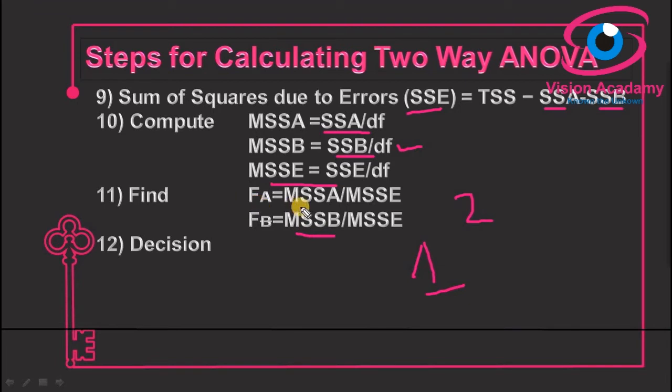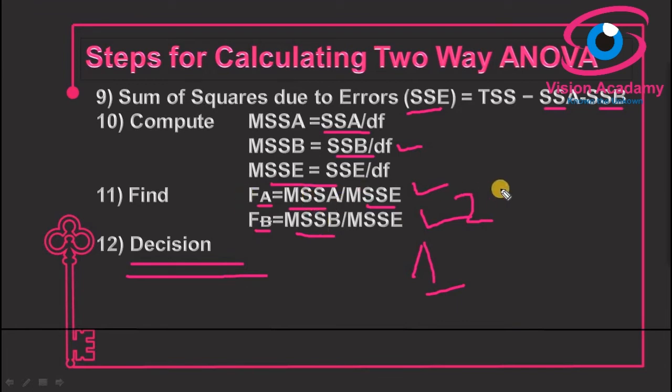So the F ratio for the level of factor A is MSSA divided by MSSE. If you want to know the level of factor A, you need to consider MSSA, and if you want to know the level of factor B, you need to consider MSSB, but it will be divided by the same thing, MSSE. After calculating this, we need to look up the table value using the degrees of freedom for each level of factor A and level of factor B, and at the end we need to take a decision for both level of factor A and level of factor B.